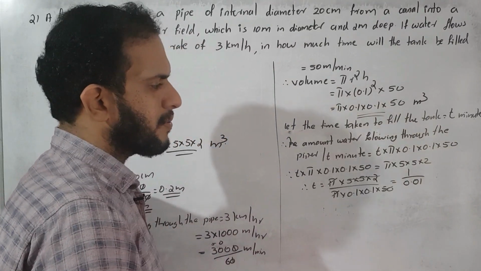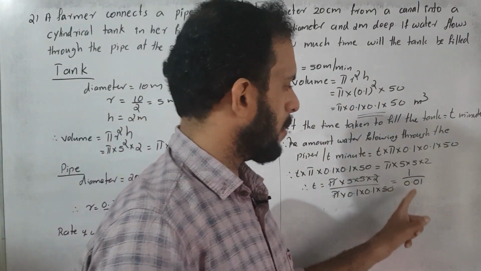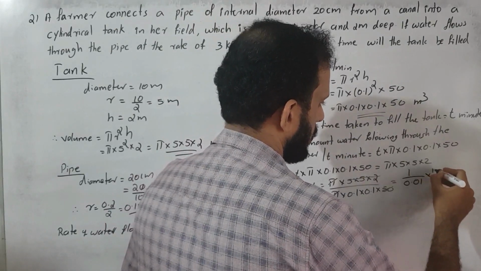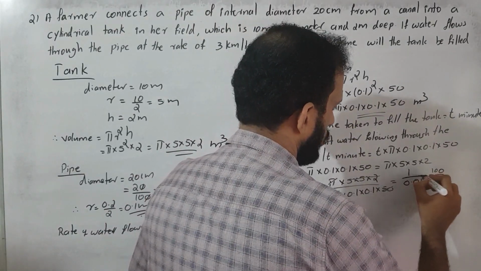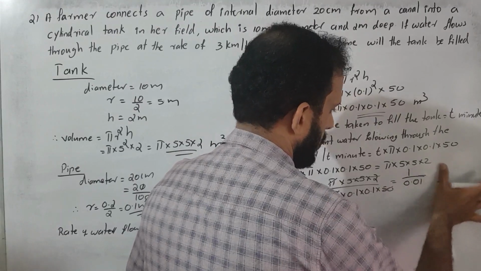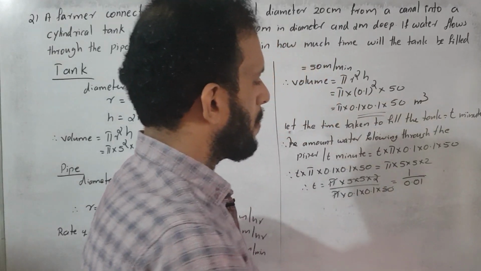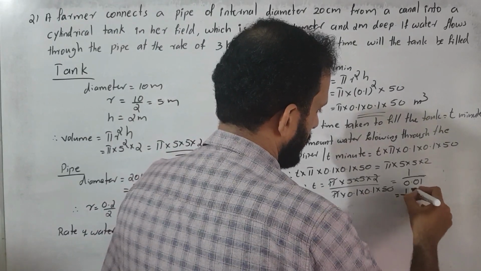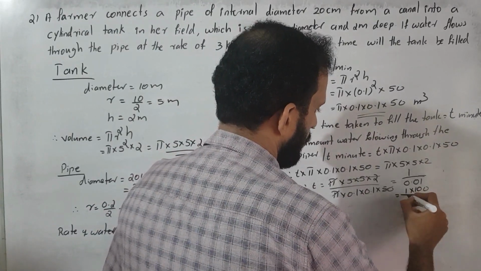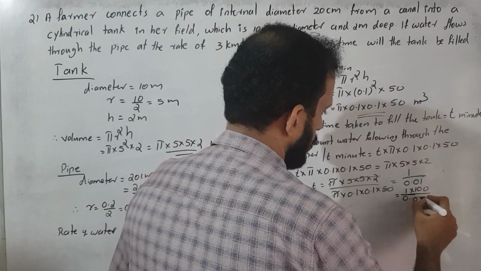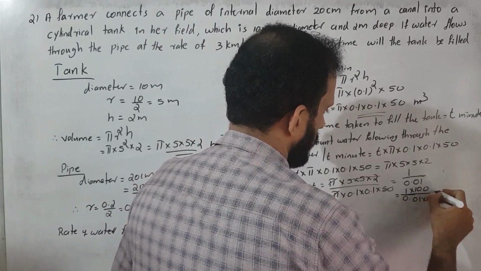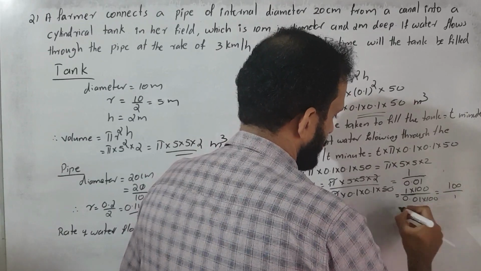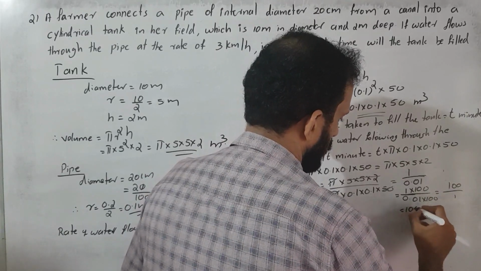Okay, 1 by 0.01. Then we want to divide, so we multiply both numerator and denominator by 100, because now we got 1 by 0.01, so it's not possible to divide directly. Then 1 into 100 by 0.01 into 100. Then 100 by 1. 100 by 1 means, yes, it is equal to 100.